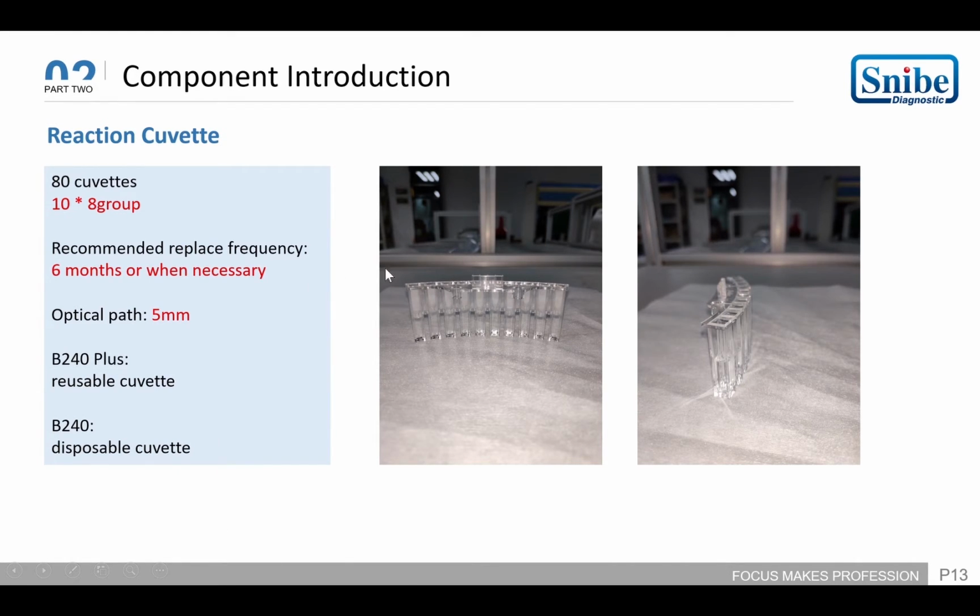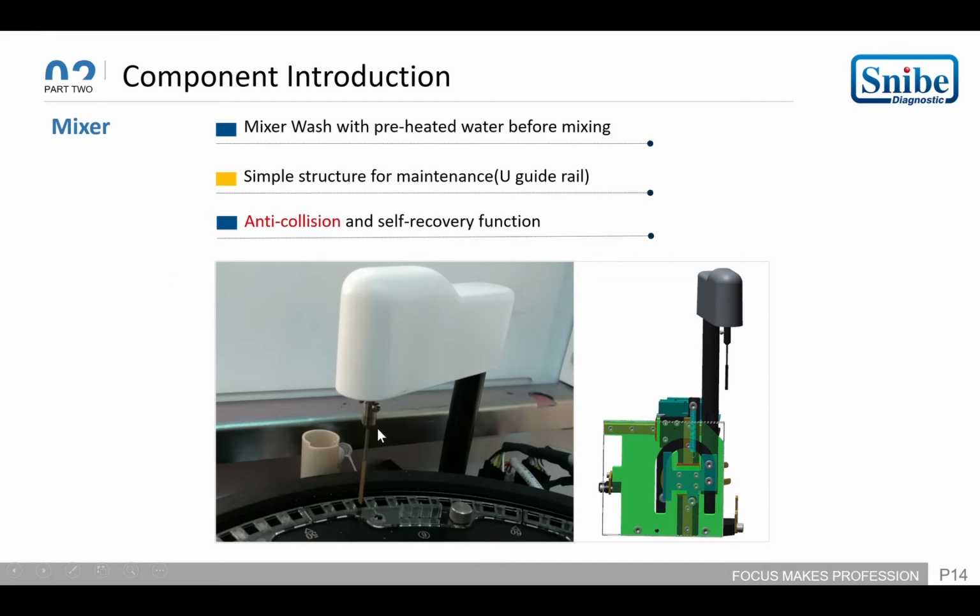The optical path is 5 millimeter. For the process 240 plus, the cuvette is reusable. For the process 240, it is a disposable cuvette, so it's different too. You have to distinguish. Next one is about the mixer.